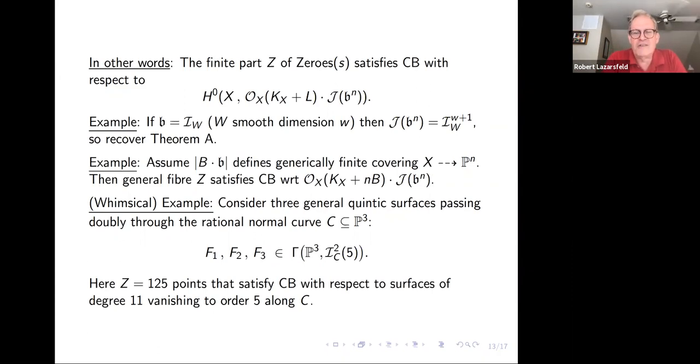Take a rational normal curve in degree 3 in P3, and take 3 general quintic surfaces passing doubly along that thing. So they vanish at C with some multiplicity, and if I've done it correctly, 125 other points. And now you'll be happy to know that those 125 points satisfy Cayley-Bacharach with respect to surfaces of degree 11 vanishing to order 5. So you just kind of write these things down.